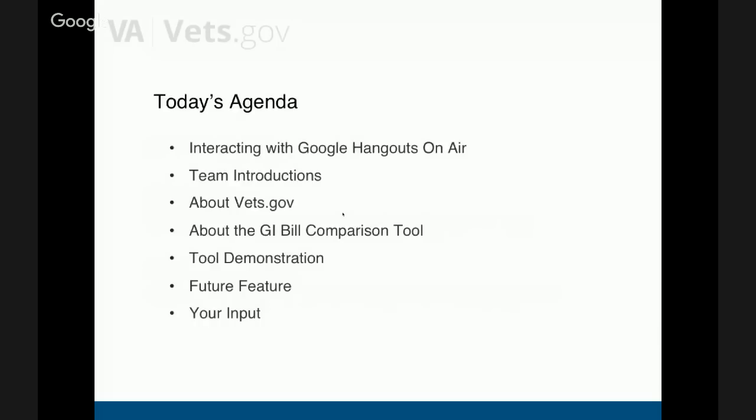Okay, so today we want to talk about vets.gov, and more specifically, we want to take you on a tour of the new GI Bill comparison tool. Our goal here is to demonstrate the comparison tool as it exists today and show you one of the new feature enhancements that we'll be rolling out as part of the comparison tool product roadmap. There's a number of features built into Google Hangouts that we hope you'll use to provide feedback to our team and ask any questions you may have regarding the tool.